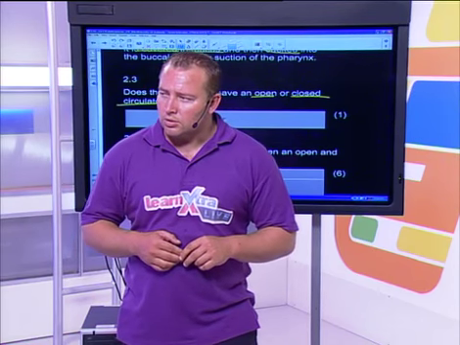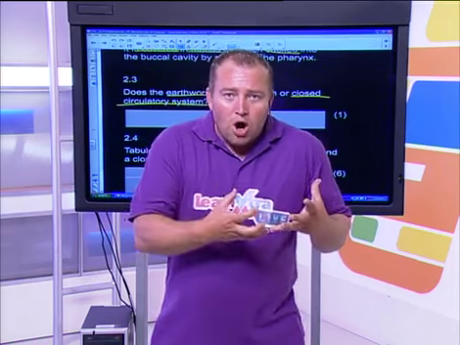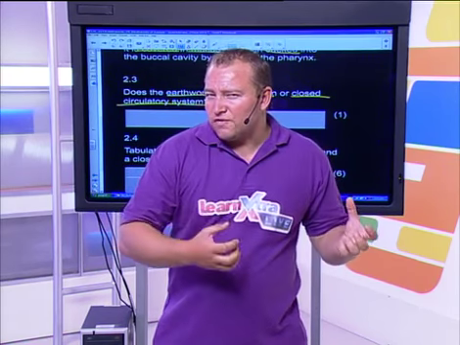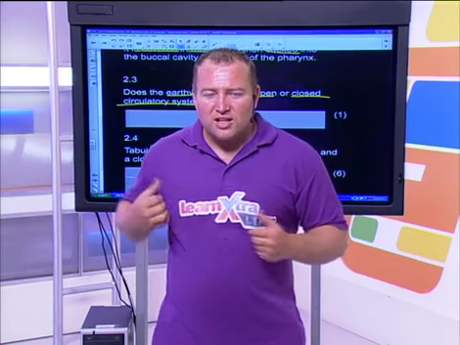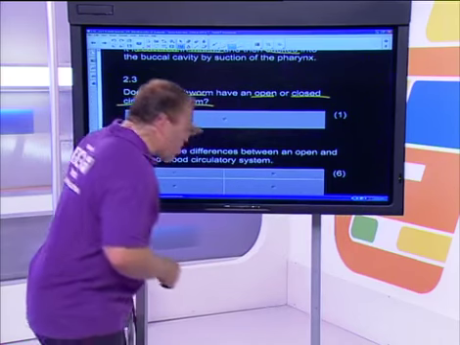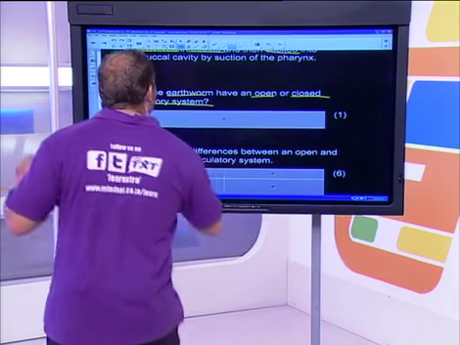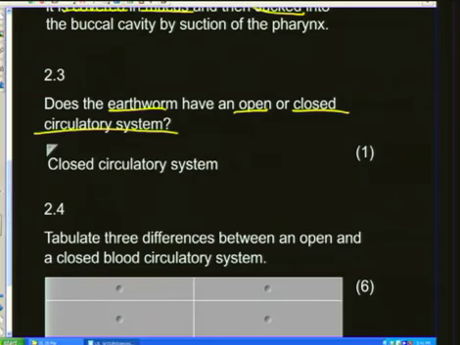Okay, so what is a circulatory system? Do you know? A circulatory system is very simple. It is your blood, right? Your heart, your veins, your arteries, your arterioles, your venules, your capillaries, all of that is called a circulatory system. So it's how we transport things around the body. Now, does an earthworm have a circulatory system? Of course it does, right? There are simple animals that don't, but yes, it has a closed circulatory system.